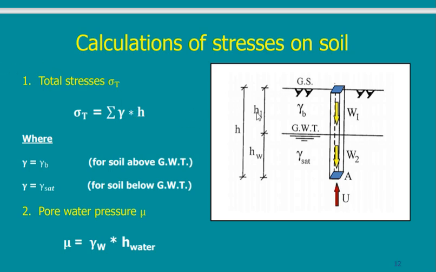So this is h1 and this is gamma 1, this is h2 and this is gamma 2. Here gamma 1 is called gamma bulk, and here gamma 2 is called gamma saturated or gamma submerged.